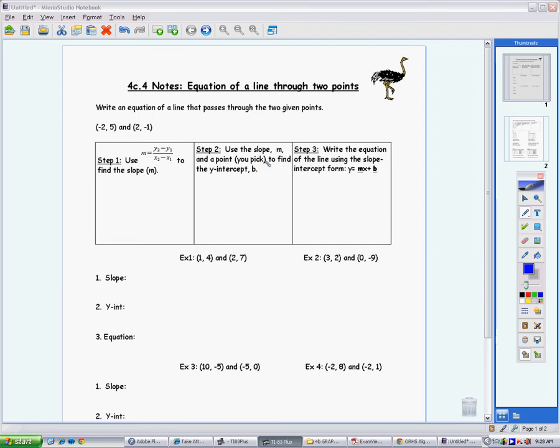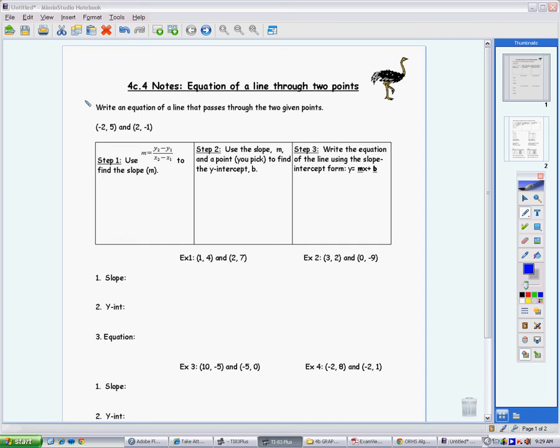Okay, these are the 4C notes, equation of a line through 2 points. We're going to write an equation of a line that passes through 2 given points. Like I stated in class before, we're building. In 4-1, we took it off of the graph and had information about slope and y-intercept, and we used those to plug it into the formula.